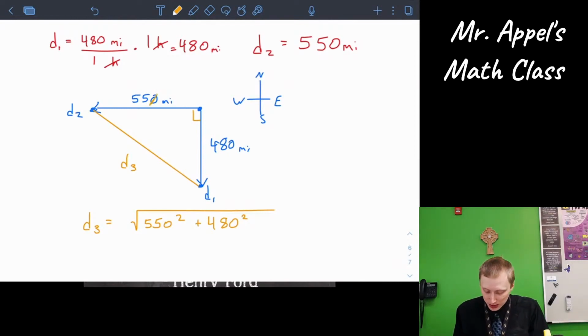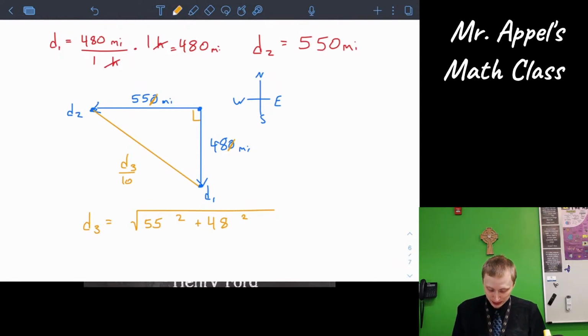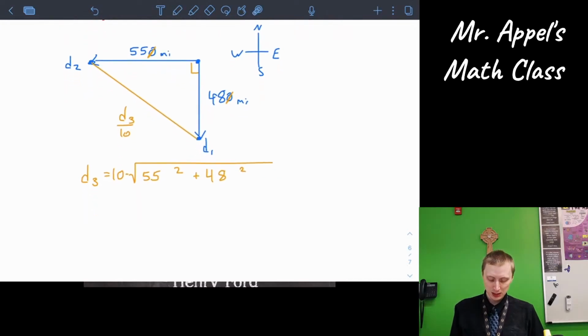So if I get rid of the 0 here and the 0 here, I have to take off a 0 here, which means I need D3 divided by 10 as well. Okay? So if we treat this to be 55 squared plus 48 squared, I don't get D3 squared, I get D3 divided by 10 squared, right? So I've got to multiply that by 10 to get back to the full size, right? I'm finding the full scale version. But we're going to use the smaller scale version just to make the numbers a little bit easier to work with. Okay?